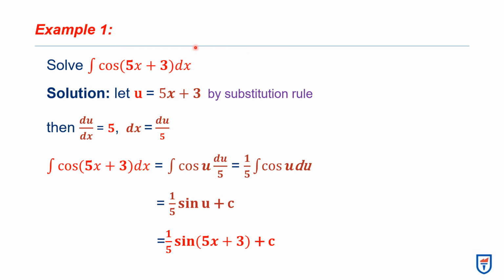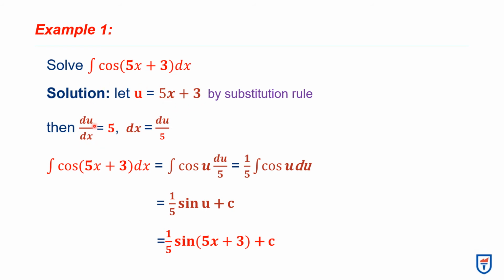example of a trigonometric function. Here the question says: solve the integral of cos(5x + 3) dx. So, solution. When we are solving such an expression, if we check our rules, we've got the integral of cos x. But here in front of our cos we've got an expression that is 5x + 3. Whenever we have a big expression like this, we use the substitution rule, and we let u equal 5x + 3.